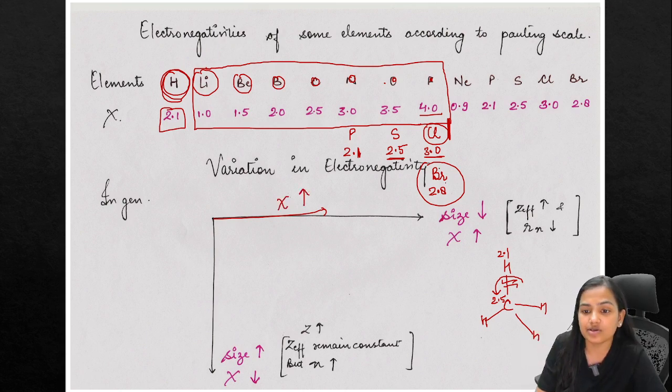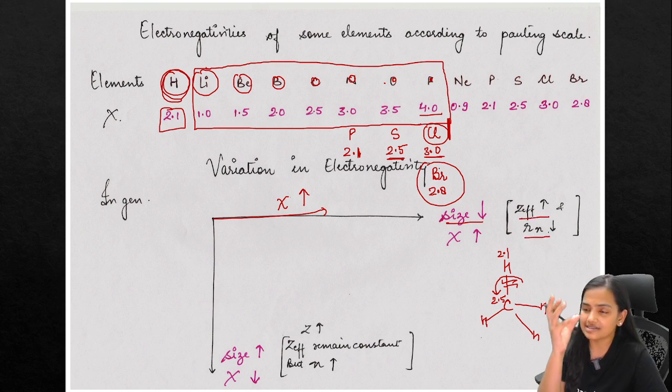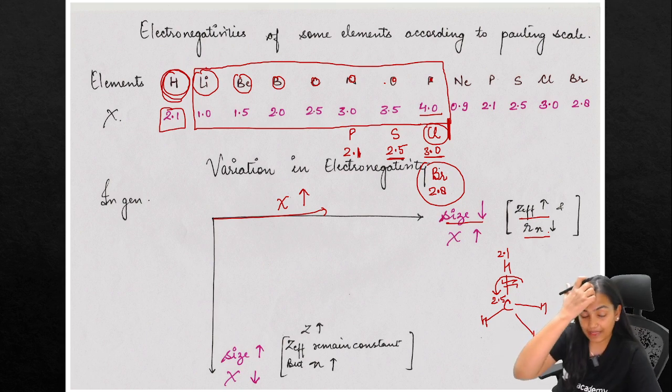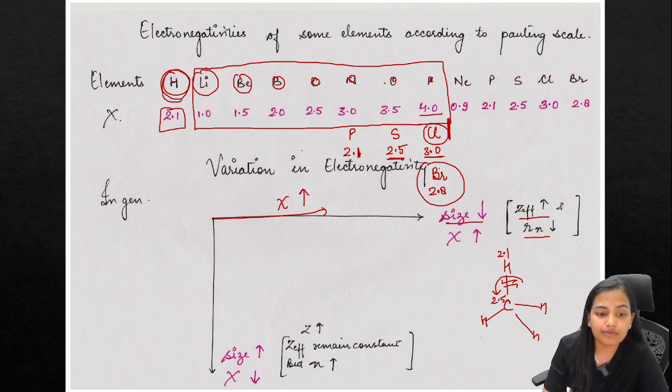Electronegativity is increasing because the size is decreasing, or you can say the Z effective increases, the radius decreases, so the electronegativity increases. Again, it's a repeat. What happens when we move from top to bottom? When we are moving from top to bottom, the n value increases.